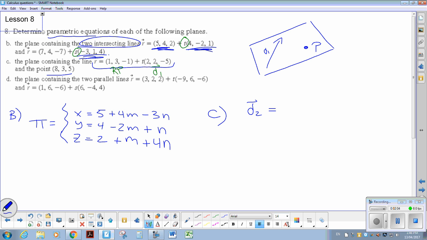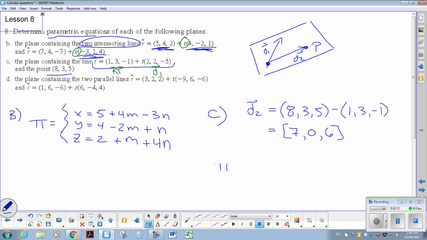So I'll have the first direction vector from the given line. If I take the reference point from the given line and use my new point that I'm going to use, this will give me a second direction vector. So I can take the point 8, 3, 5, subtract 1, 3, negative 1, and I get my second direction vector to be 7, 0, 6.